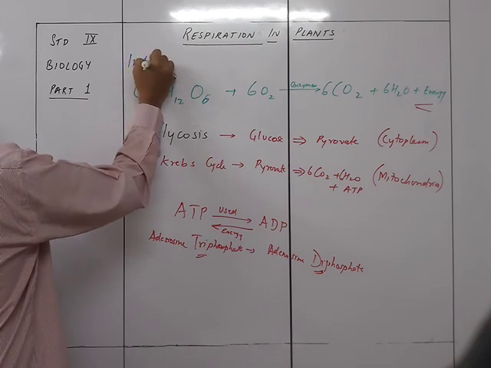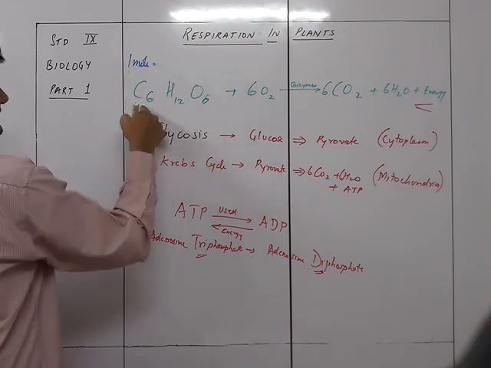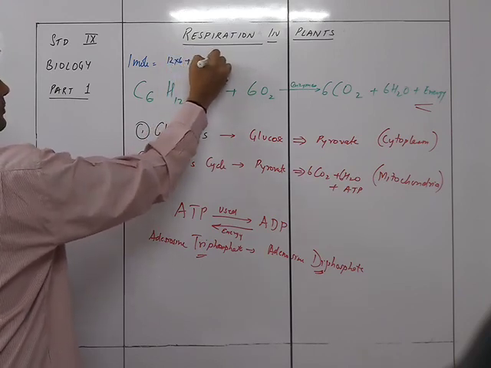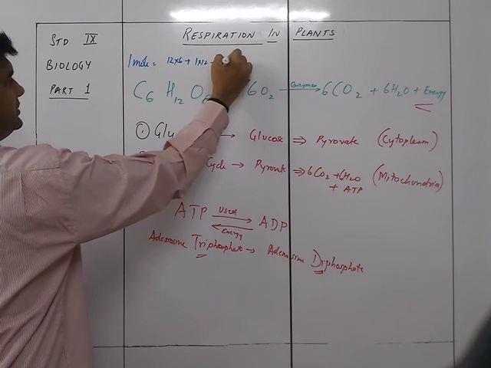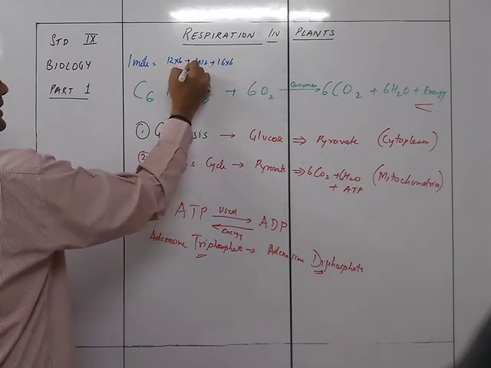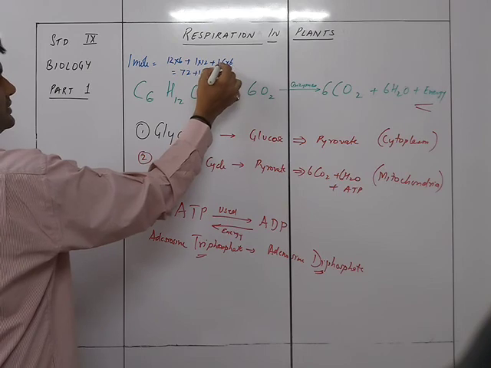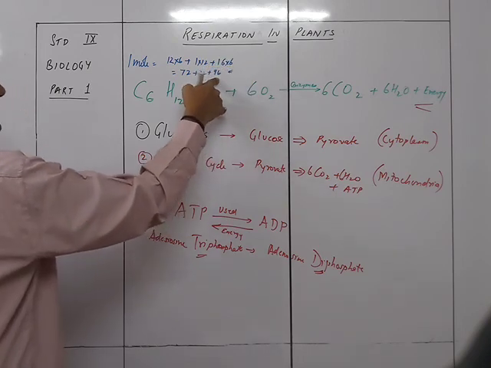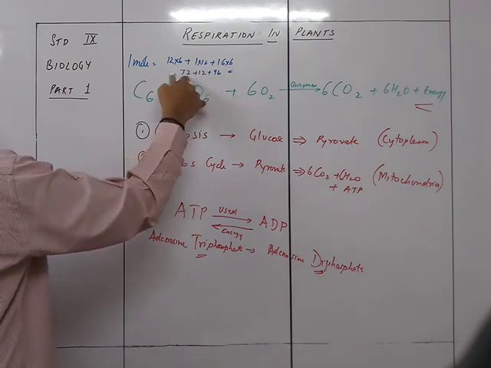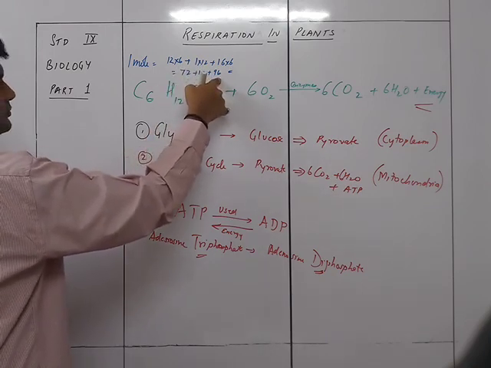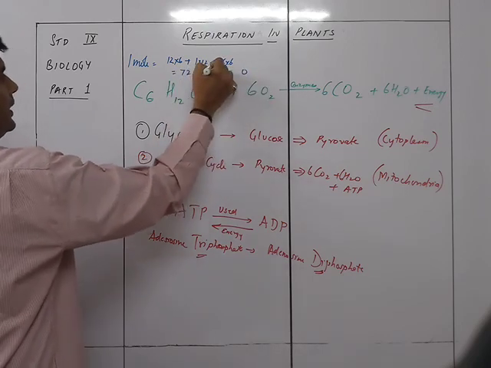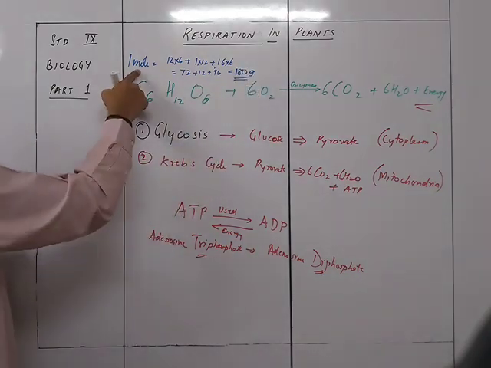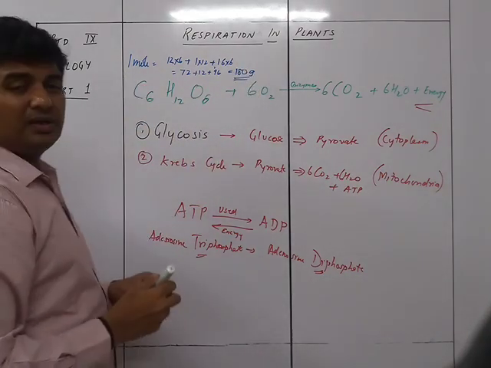1 mole will be equal to C6, so 12 into 6 plus 1 into 12 plus 16 into 6. So there is 72 plus 12 plus 96, that will be 180. So there is 180 grams. 1 mole of C6H12O6 is 180 grams.